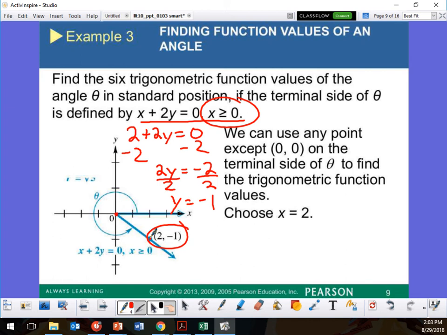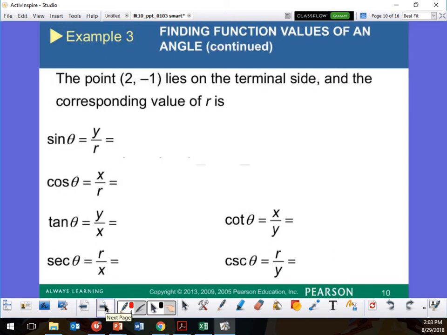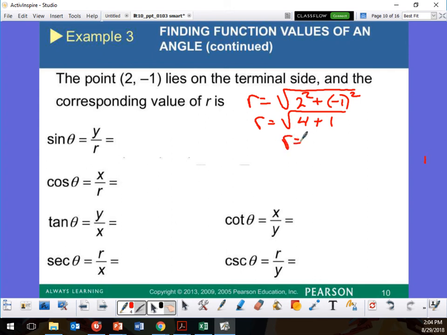All right, so I have my x and I have my y. So 2 and negative 1. Okay, so r is square root of 2 squared plus negative 1 squared. Very good. All right, so r equals square root of what is 2 squared? So 4 plus 1. So r equals square root of 5. And guess what? That's it. And we're left with that part.